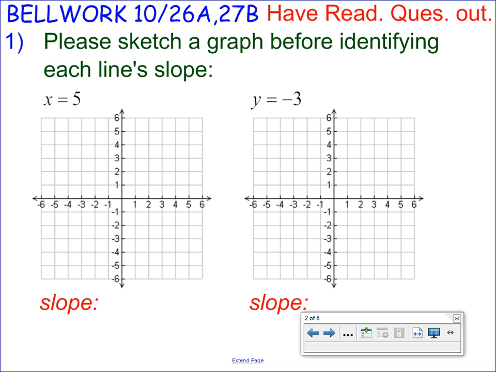If I'm thinking of different points that might be on this line, I think of (5, 0), (5, 1), (5, -3). Give me a different point. Cody? (5, -2).